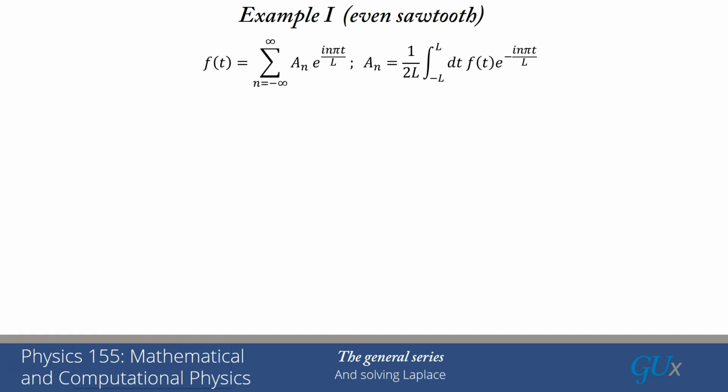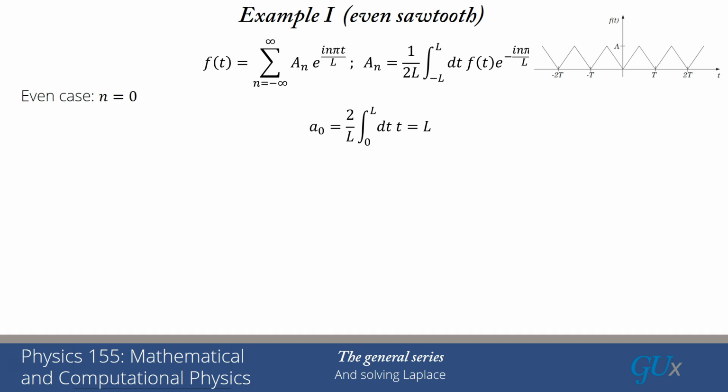All right, let's take a look at an example. Let's look at an even function that is shaped like a sawtooth. That is this shape here. It's going to be 0 and have its minimum at t equals 0. And let's look at the n equals 0 coefficient. It's 2 over L, integral from 0 to L dt of t, but that integral is just equal to L squared over 2, so we find a_0 is equal to L.